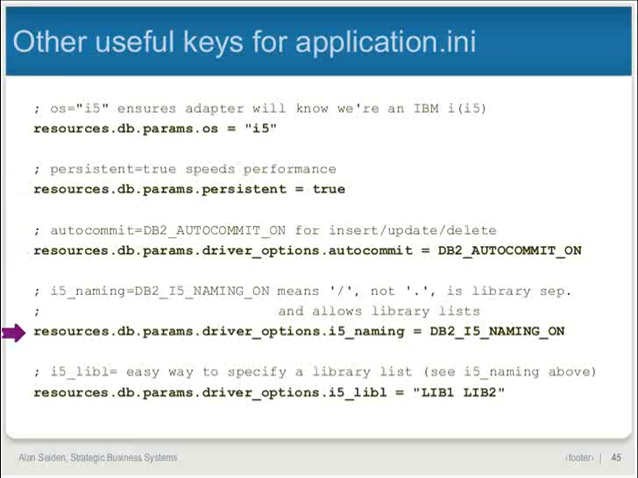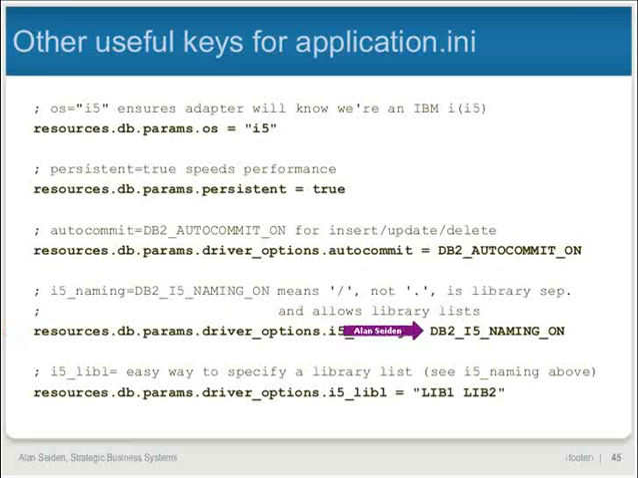Now this one is interesting. This i5 naming, I don't know how many of you know what this is, but in the normal world of SQL, if you have a schema or a library, you use a dot to separate it from the file or table name. But on IBM i, we often use a slash. And if you want to use special features such as a library list, you need to use the slash. Or if you want to leave out the library altogether, you need to set up this i5 naming convention. And the setting is called db2 i5 naming on.